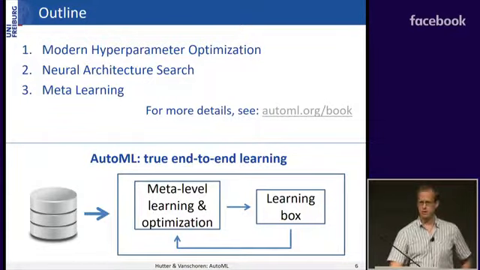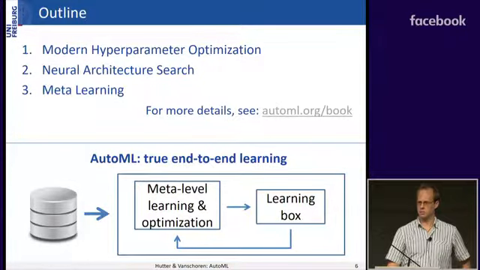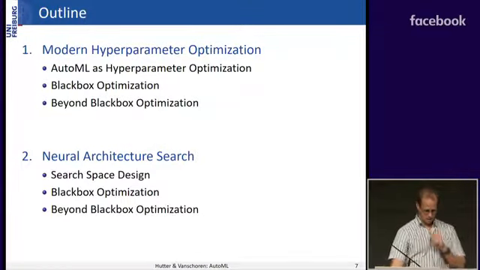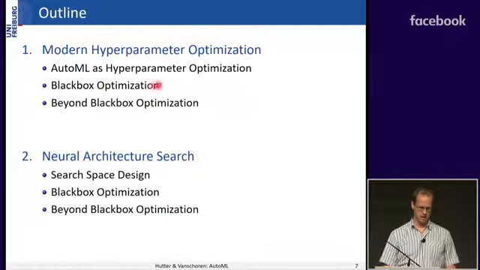All of these are based on a book that we edited. In particular, these are the first 3 chapters of that book, basically review articles about these 3 different fields. So the outline for my part is, first I'll talk about hyperparameter optimization, phrasing AutoML as a hyperparameter optimization problem, then black box optimization methods for hyperparameter optimization, and then going beyond black box optimization in order to gain efficiency.